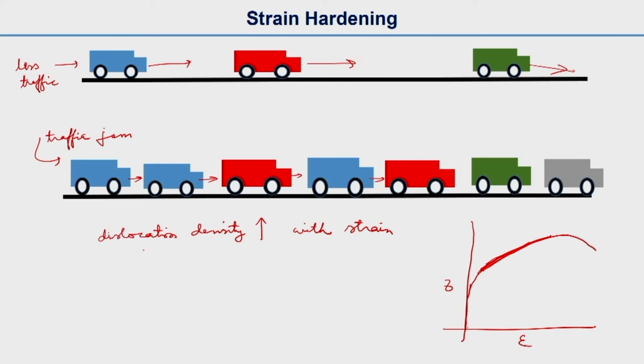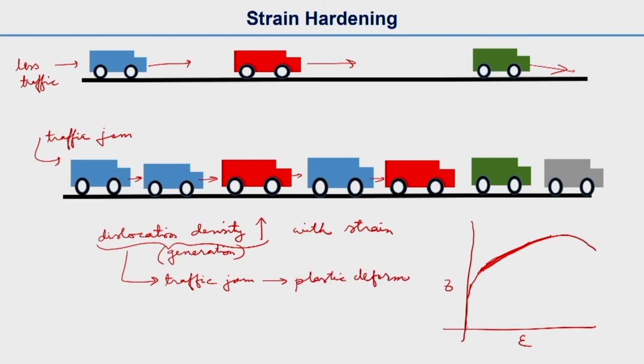Similarly, when you strain more and more, the dislocation density will increase because of dislocation generation. One of the generation mechanisms is the Frank-Read source. So, dislocations will generate and the dislocation density will increase. An increase of dislocations means a traffic jam kind of situation. That means plastic deformation is more difficult, and that means the strength increases.